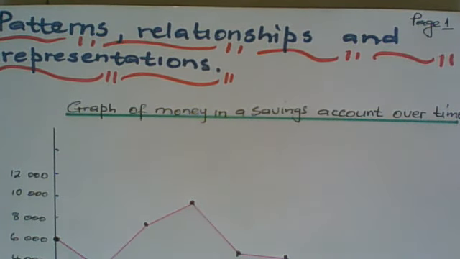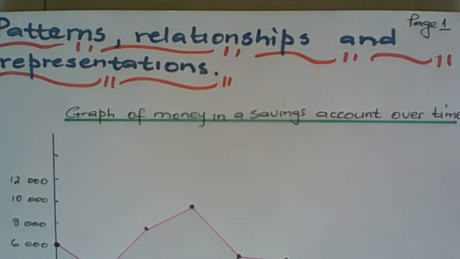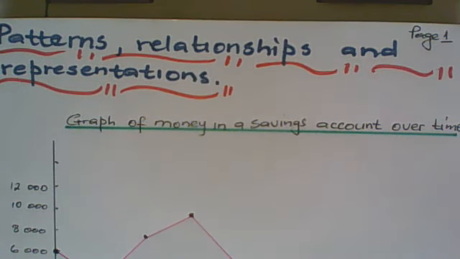We have patterns, relationships, and representation. Now the patterns are normally represented on a graph, and there is a relationship between the x and the y-axis. That is the variables, the dependent as well as the independent variable. There is a relationship there. That is why we draw a pattern, and these patterns are drawn on a graph. Now that graph can either be a bar graph, a line graph, etc. It depends on how you want to draw it.